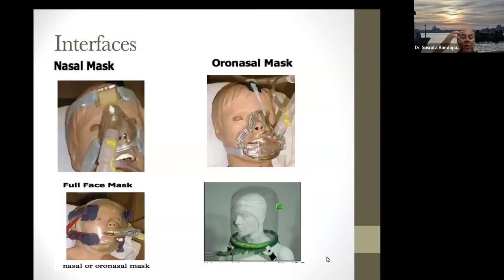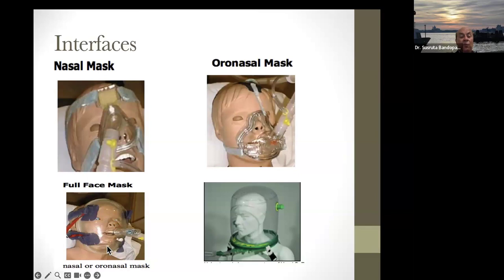So these are the interfaces. As I've told you, there can be various types of masks in non-invasive ventilation. The most commonly used is the oronasal mask, which covers the nose as well as the mouth. It can be a pure nasal mask. This is not usually used in the ICUs because the patient's mouth remains open, and often these patients with dyspnea breathe through the mouth, where this NIV would be useless.